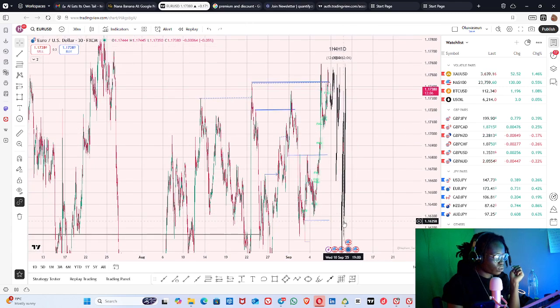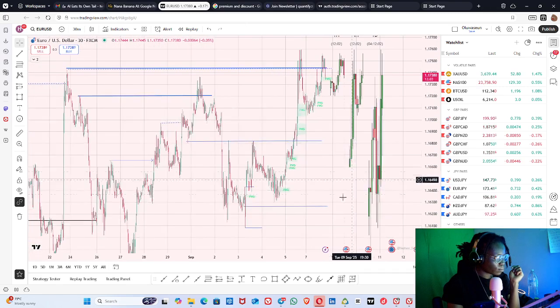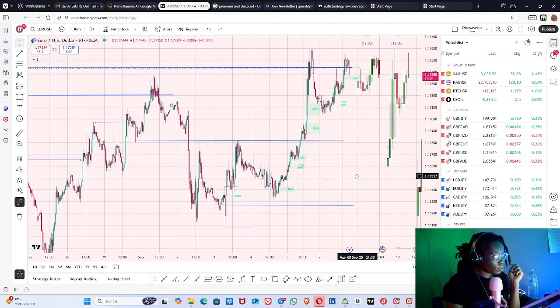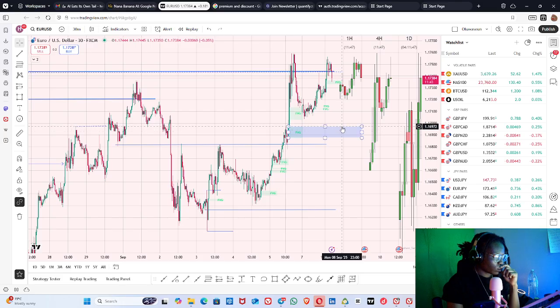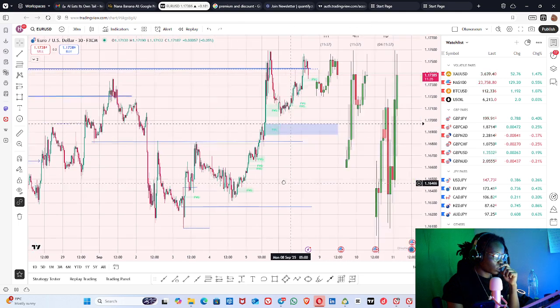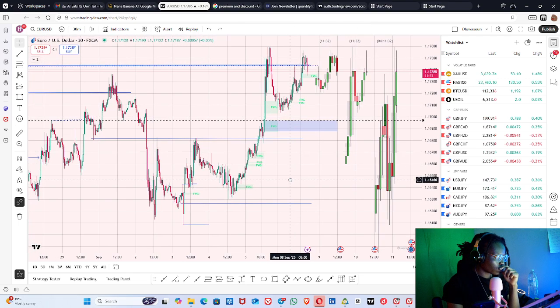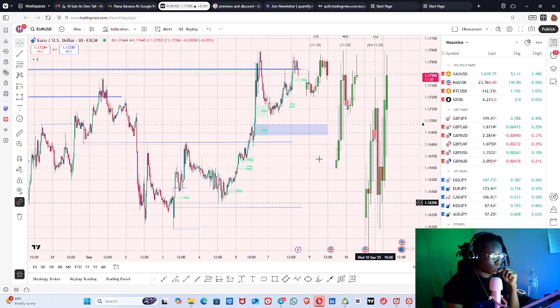I'm just looking for a suitable entry. This would have been a perfect entry, but I would use this as engineered liquidity. I'm going to expect price to come back to this FVG, so I will set an alert there.